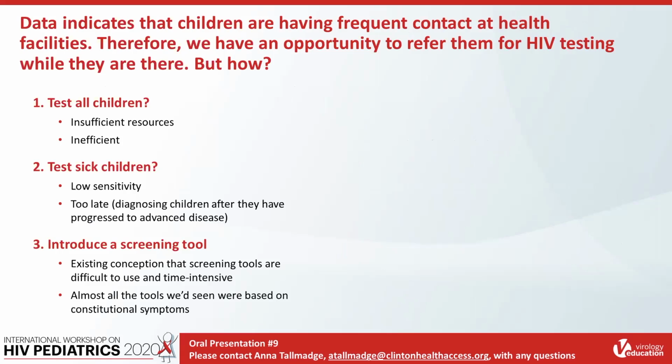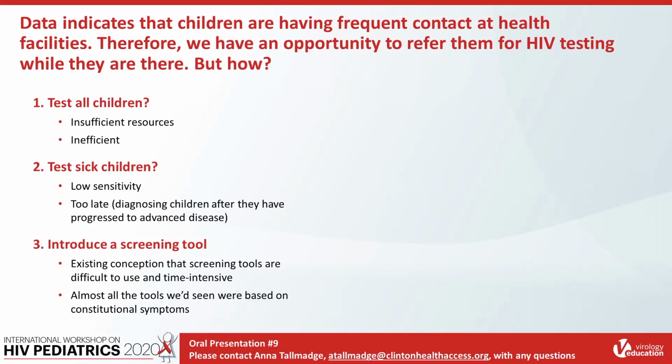Next, we started to consider where we would go about looking for these undiagnosed children. In Malawi, data suggests that children in this age group do have frequent contact with the health system. That means they are present in health facilities and available for testing. We just had to figure out how to go about testing them. Our first option would be just to test all children at health facilities. But we ruled that out pretty quickly because there are insufficient resources to implement universal testing. And regardless, it would be very inefficient since prevalence in this population is so low.